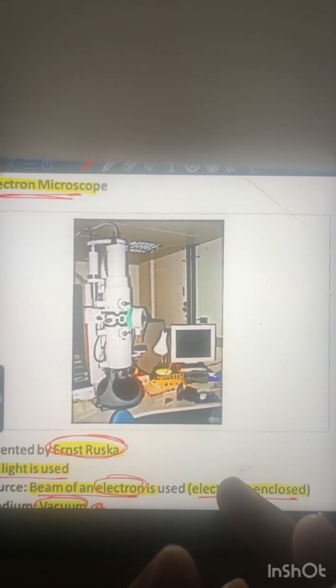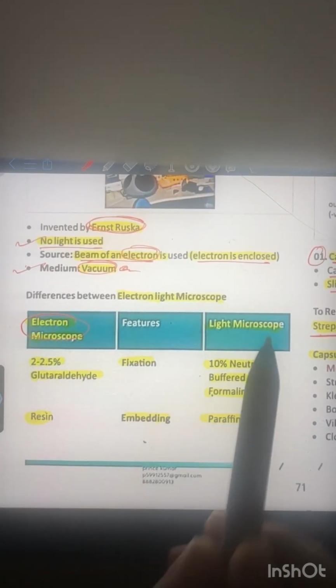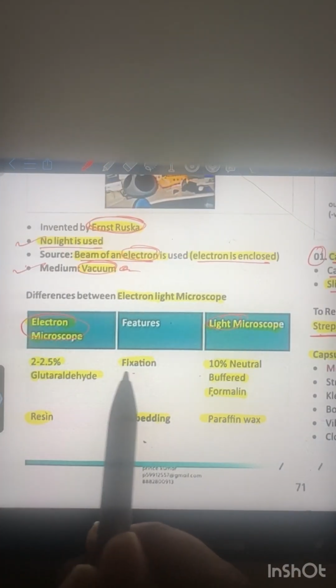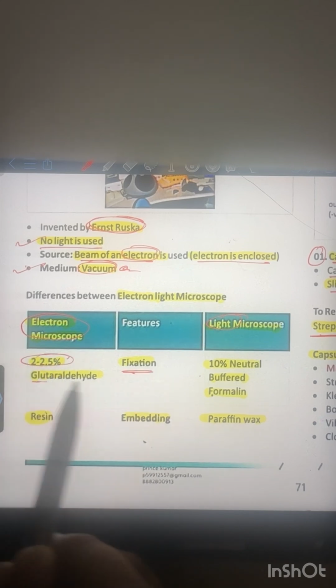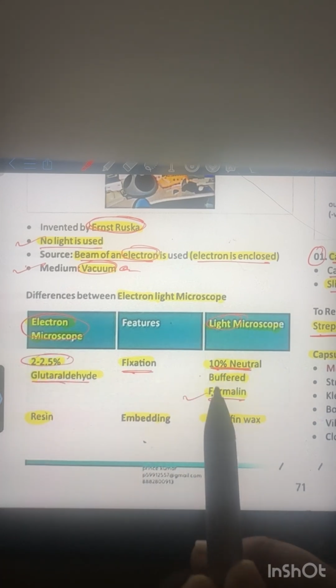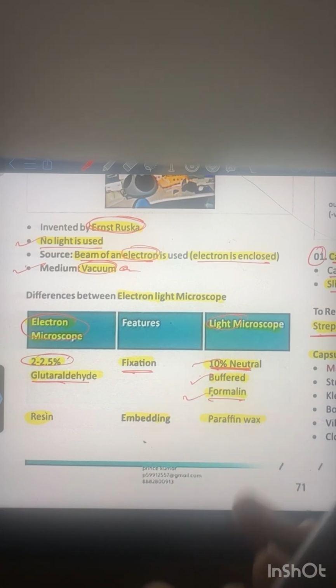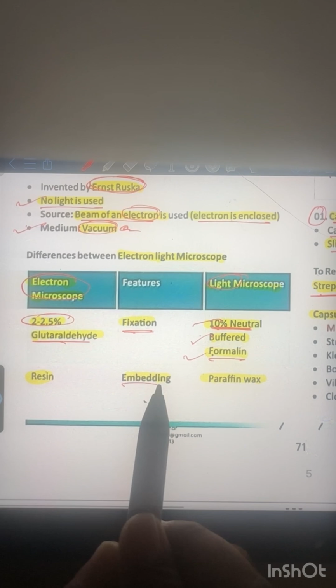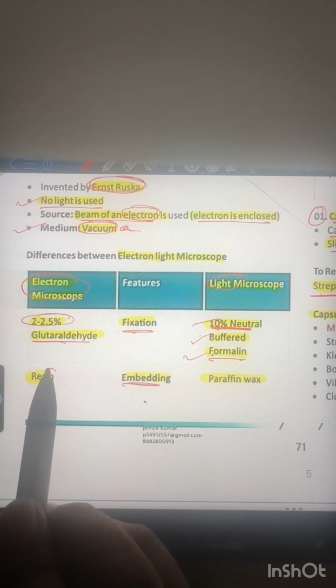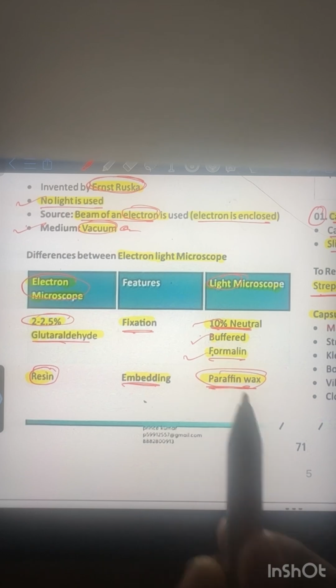What are the differences between an electron microscope and a light microscope? Things that I've taught you in pathology also. So first and foremost, for the fixation, for electron microscope 2 to 2.5% glutaraldehyde, and for light microscope we all remember 10% NBF. For those who are not aware, NBF stands for neutral buffered formalin. 10% NBF is what is used. Next, where will you keep the tissue? Like let's go into a pathology example. You have a kidney biopsy. If a kidney biopsy has to be sent for light microscope, I'm going to keep it in wax. Whereas if a kidney biopsy has to be sent for electron microscope, I'm going to keep it in resin.